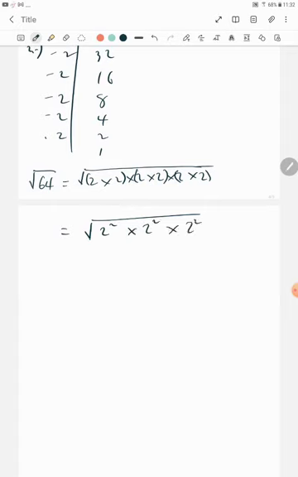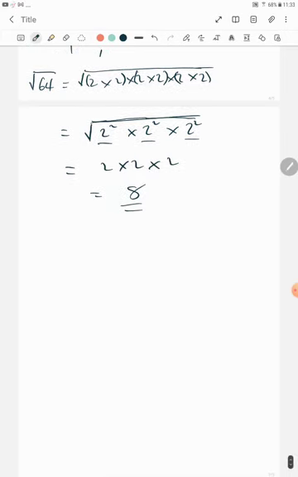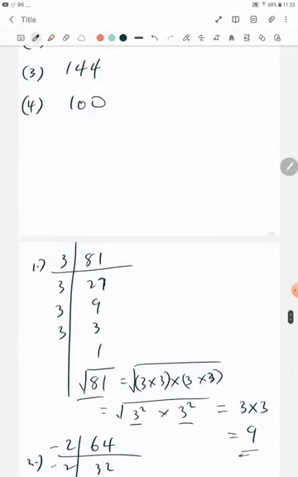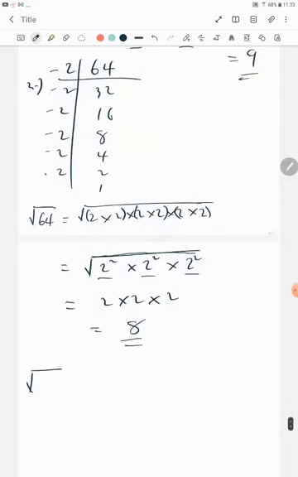So the square on them will be removed by this root that we have here, and then the number that will remain will be 2, 2, 2, and then that will be 2 times 2 times 2. So the square root will be 8. So the square root of 64 is actually what? 8. So we can also say what's the square root of the next number, that's 144.